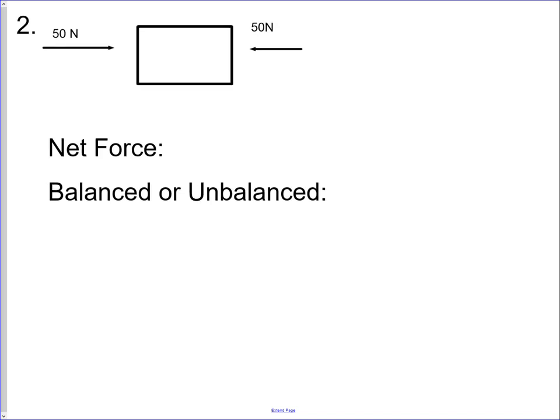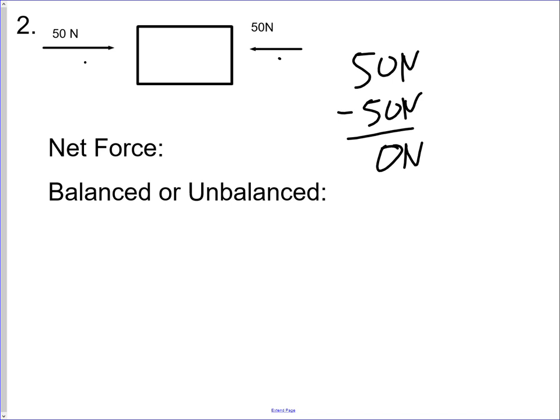Let's take a look at our next one here. This one's a little bit different. We have an arrow on the left side and an arrow on the right side. This is saying 50 newtons on the left and 50 newtons on the right. If we have two opposite directions, we have to subtract them. So I do 50 newtons minus 50 newtons, it's going to equal 0 newtons. My net force is 0 newtons, it won't move to the left or to the right, and since there's no movement, it is balanced.